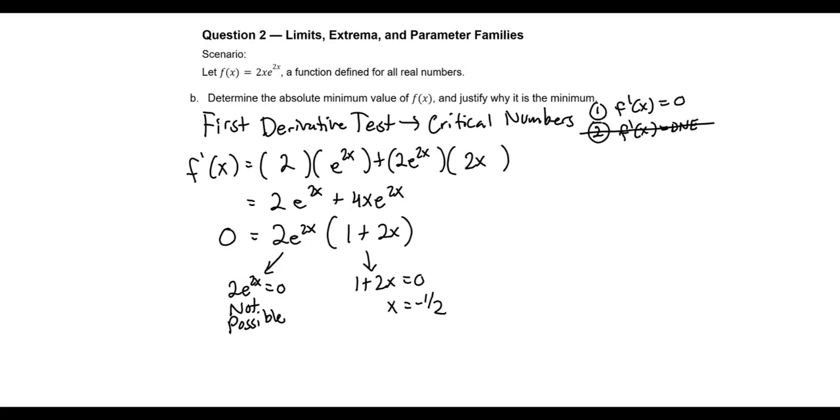All right, now before we go further, there are a couple of things that I want to point out because these are important. When you're using the first derivative test and when you find your critical numbers, what you are going to be finding are the local minimums or local maximums.